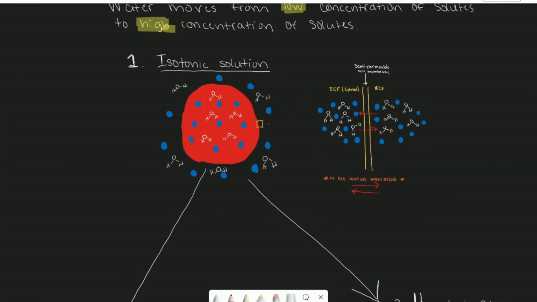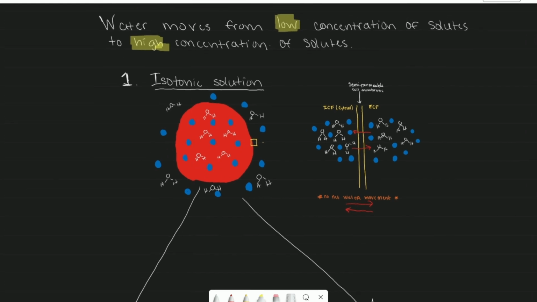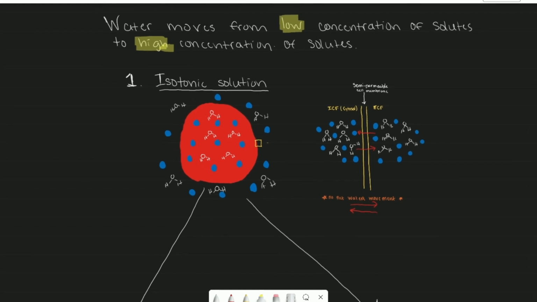The first one is going to be an isotonic solution. In this isotonic solution, I drew here a red blood cell. It's anucleated, so it doesn't have a nucleus. What you can see here, the little blue circles that are inside of the cell, these are going to be the solutes. And what I've drawn here is the water molecule, so that's H2O.